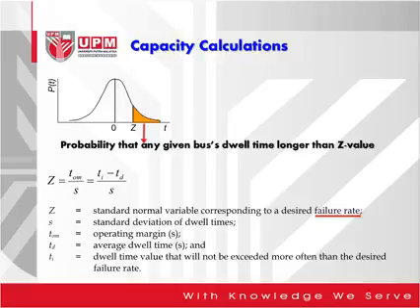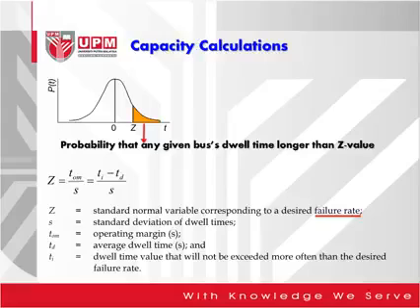The orange or brown area indicates the probability that any given bus due time is longer than the Z value. So we look at the first equation in this slide. Z is equal to TOM divided by S. TOM is what we call the operating margin. S is the standard deviation of the due time. TOM is in fact TI minus TD. TD is the average due time. TI is the specific due time we are focusing on. So Z stands for the normal distribution.